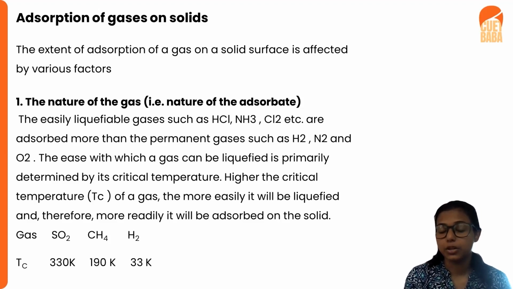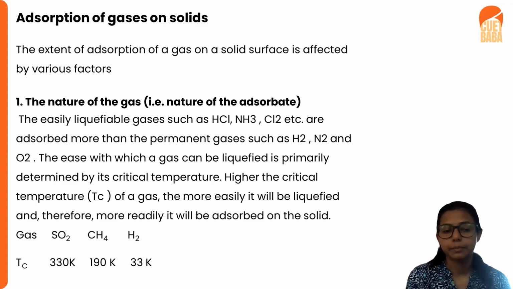But hydrogen, nitrogen, oxygen, etc. are not easily liquefiable because they have a low critical temperature. They cannot be easily liquefied by maintaining the temperature. So easily liquefiable gases like hydrogen chloride, ammonia, chlorine, etc. will get easily adsorbed on the surface of the adsorbent.